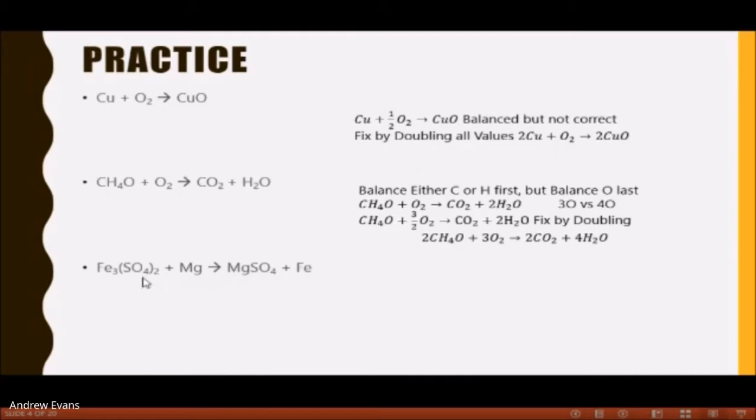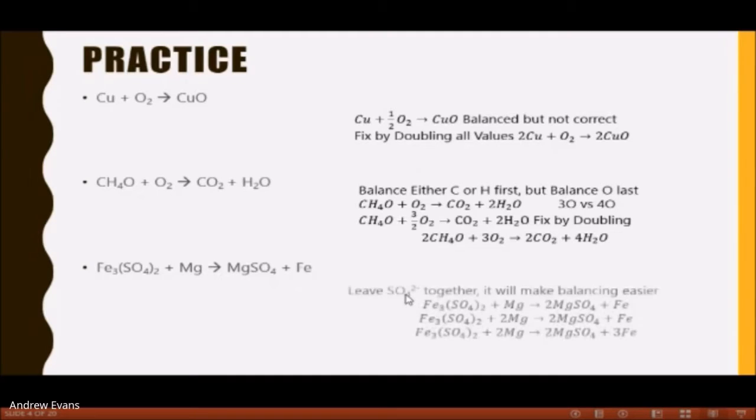And so I'm going to balance the iron. And if I have to triple that up, I'm going to triple that there. Since there's 2 SO4s, I'm going to just double the MgSO4. Because I doubled the Mg, I have to double that Mg. So I'm going to just leave the SO4 together, and there we go.